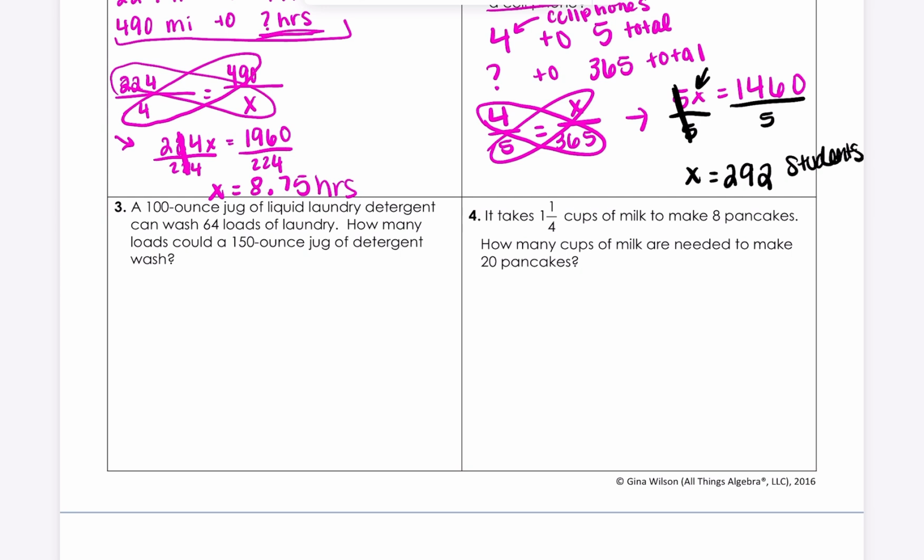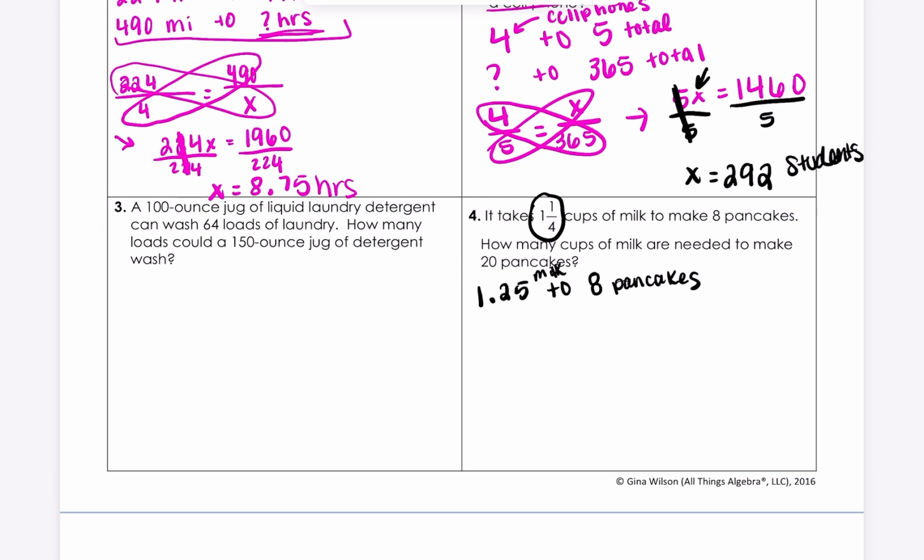make 8 pancakes. So if I put that in a ratio, and once again, I'm going to go ahead and convert this mixed number into a decimal, and you guys can plug that into your calculators and it will give it to you in a decimal. 1 1/4 is 1.25, and the ratio to that is 8 pancakes. Okay, so that's milk, and this is pancakes.